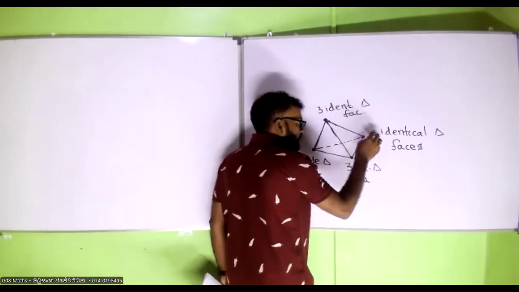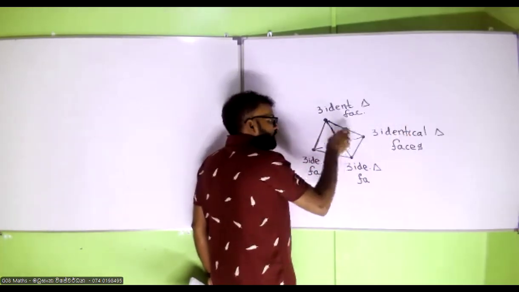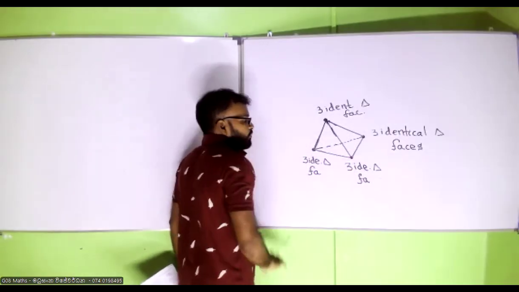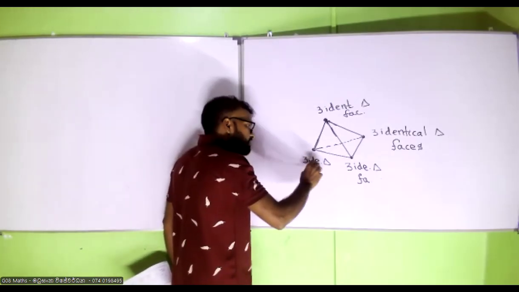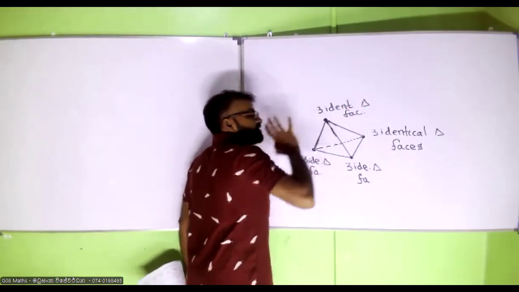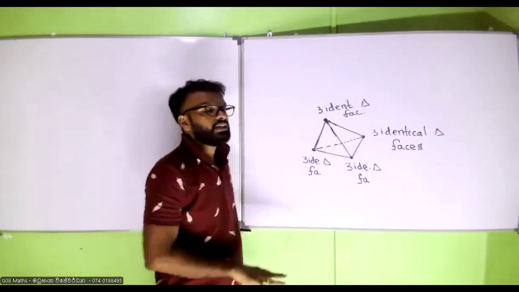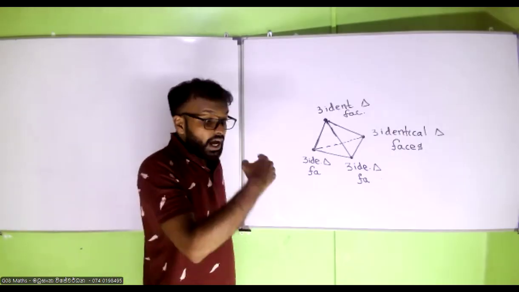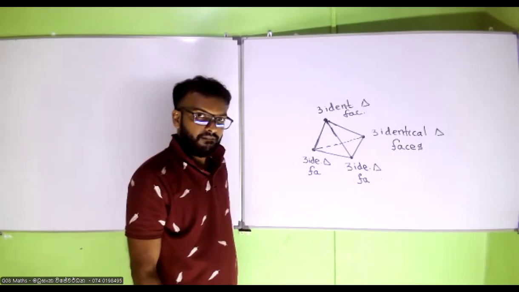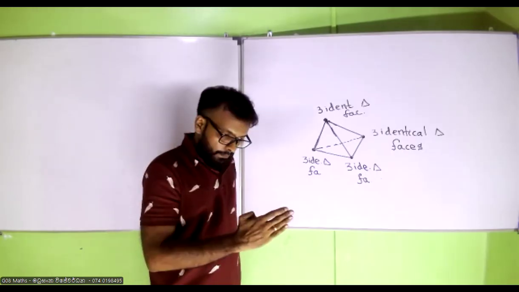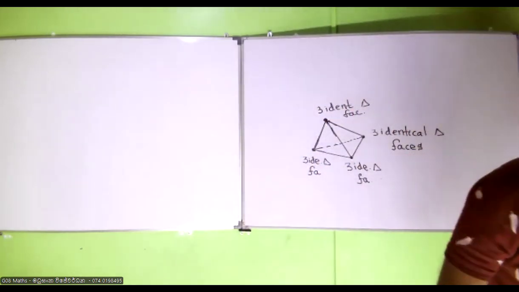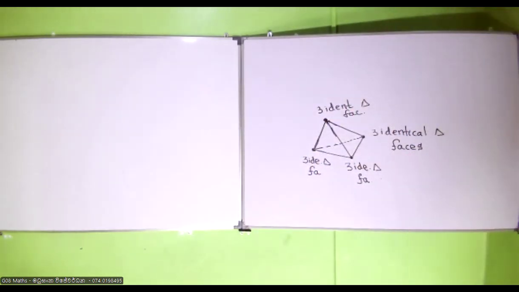So for this vertex, 3 identical triangular faces are meeting at this one. If we consider this vertex, 3 identical triangular faces are meeting at this point. At each and every vertex we have the same number of identical faces. Keep that in your mind when you are going to the exam.